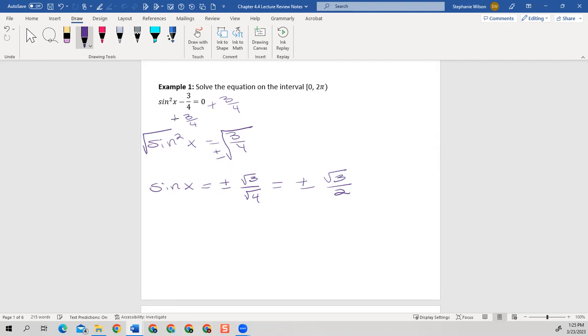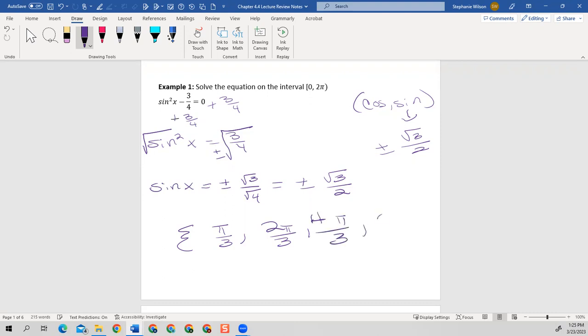Whenever you go to the unit circle, you're going to remember the ordered pair is cosine, comma, sine. We're going to go to the unit circle and find where all the sine values are square root of 3/2. And we got plus or minus, so we're going to find one in every quadrant. So that means my answers are going to be pi thirds, 2 pi thirds, 4 pi thirds, and 5 pi thirds.